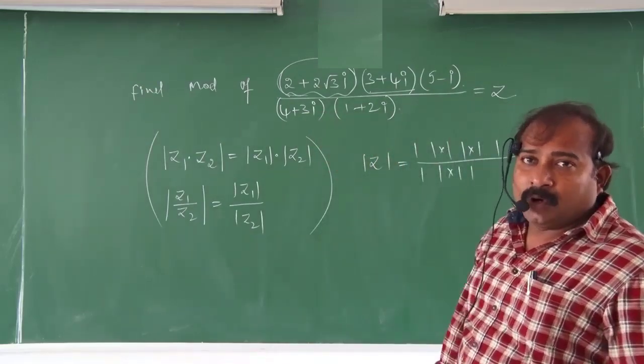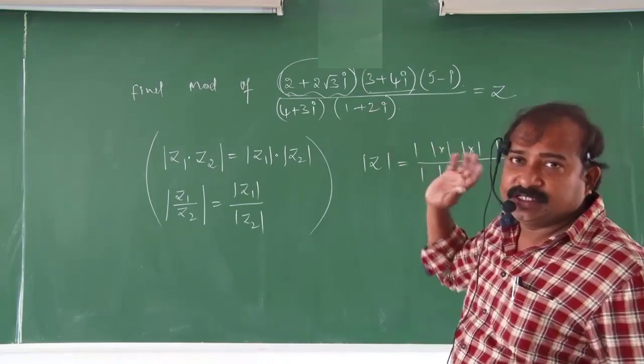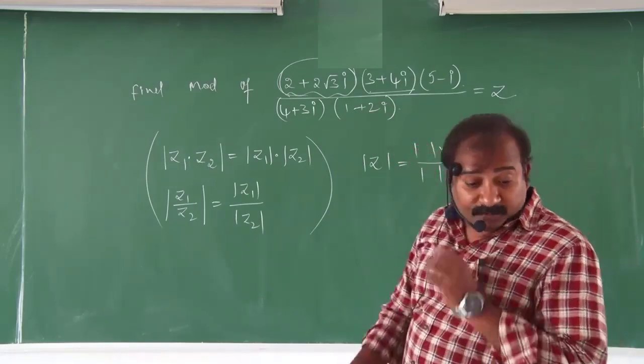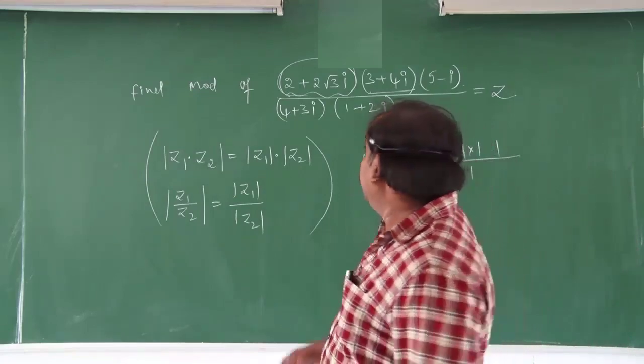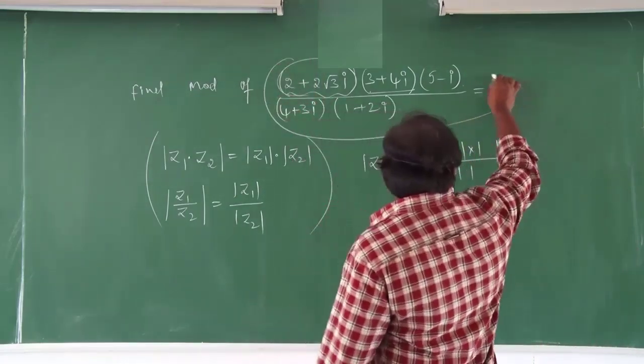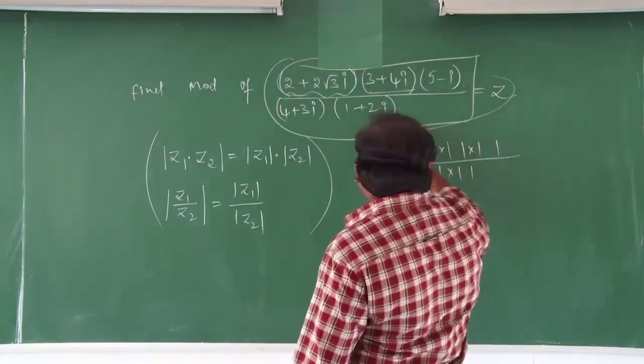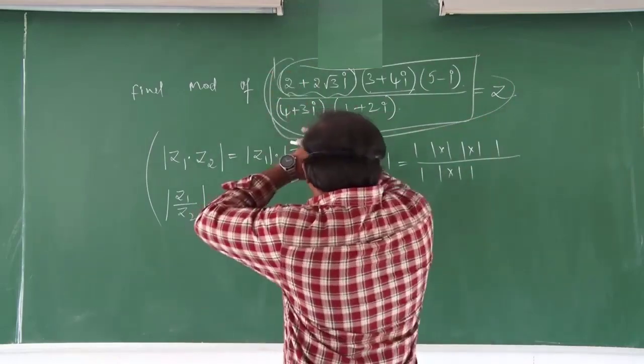Based on the modulus, sometimes you will frame the question like this. So what will a few students do? Immediately they will simplify the whole number. They will simplify first. How will they simplify? They will multiply the denominator.